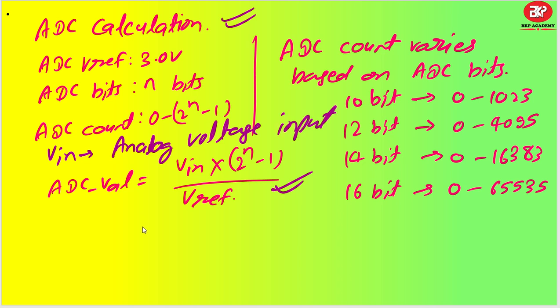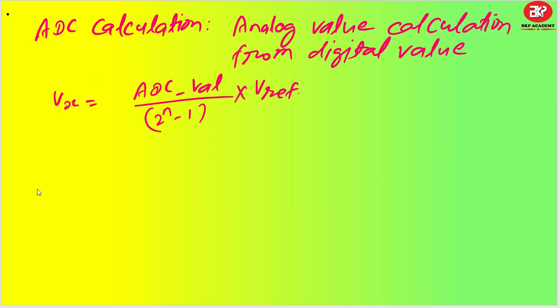Understood? Got it. Next is the ADC calculation in reverse order. Let us say you have some ADC value, and you want the analog voltage calculation from the digital value, let us say Vx. It is the ADC value multiplied by V reference divided by 2 to the power n minus 1, where n is your number of bits. All right, so these were the two calculations that we did.